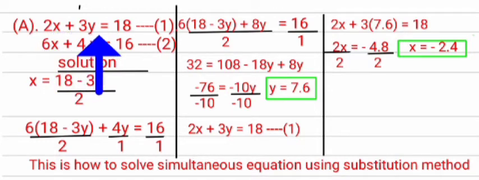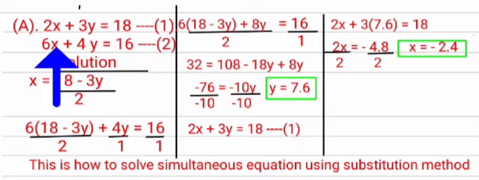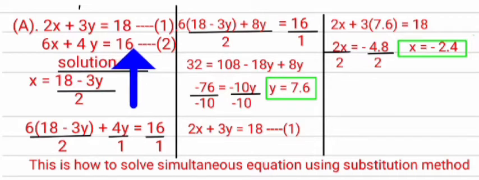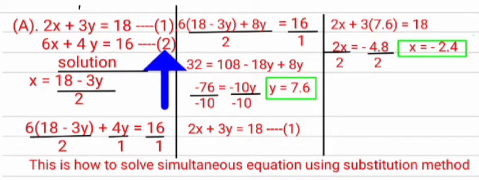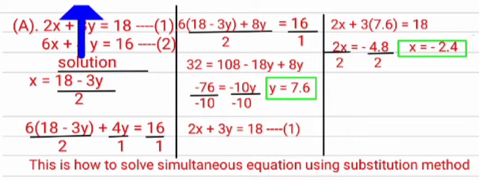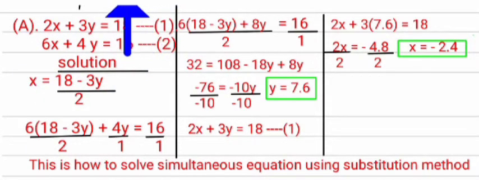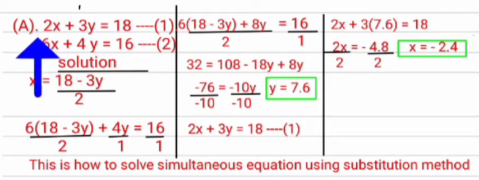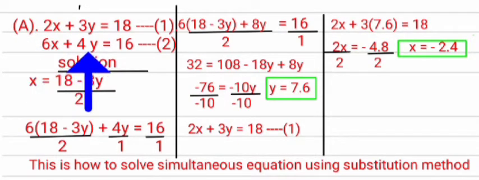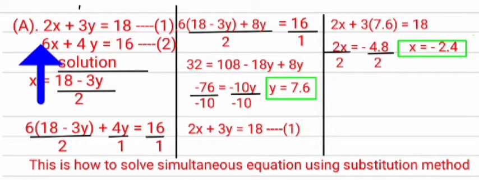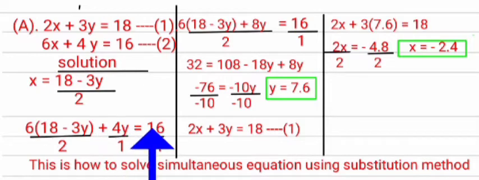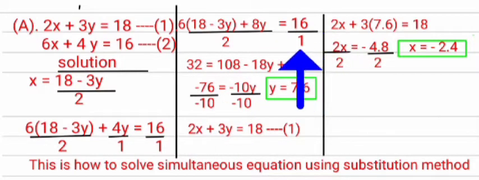So here we have 2x plus 3y equals 18, equation 1, and 6x plus 4y equals 16, equation 2. So how do we solve an equation like this? This is what is called simultaneous equations. Some basic things you need to know is that in order to solve simultaneous equations, you either use the substitution method or the elimination method. This whole process here is called the substitution method.